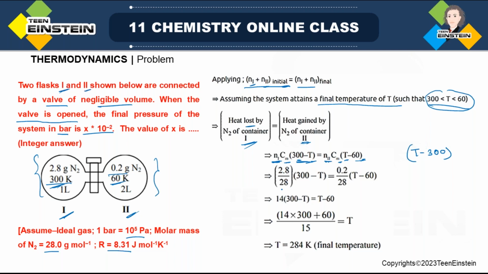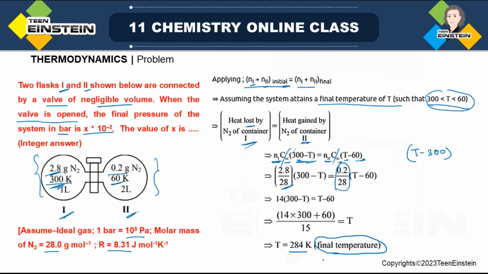Now put the number of moles. Given mass is 2.8 divided by the molar mass of nitrogen, 2.8 divided by 28. Cm cancels because it is the same. And on the right hand side, the number of moles is given mass 0.2 divided by molar mass 28. So what final calculation will we get? We will get 284 as the final temperature. But that is not the final answer.